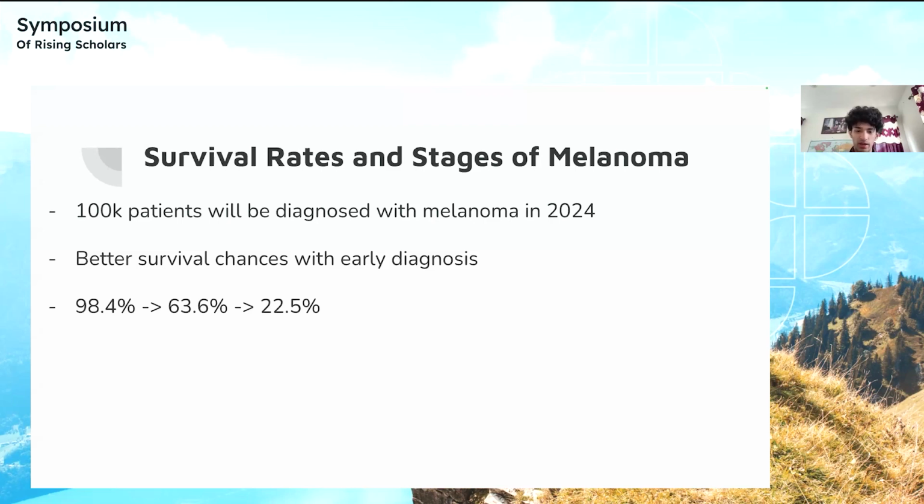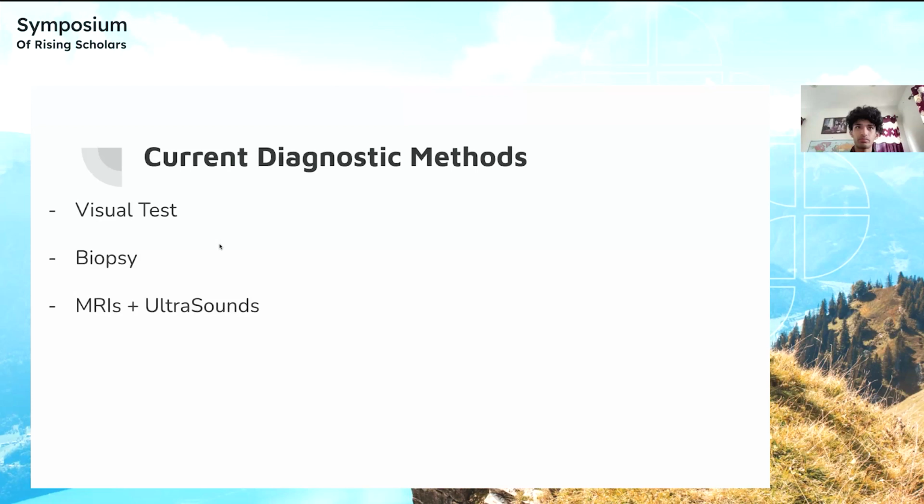However, for patients diagnosed with stage 3 melanoma, where the cancer has spread to lymph nodes or nearby skin, the survival rate drops to 63.6%. Unfortunately, for patients diagnosed with stage 4 melanoma, where the cancer has spread to other body parts like the spine, the survival rate is 22.5%. This is why early diagnosis is so important.